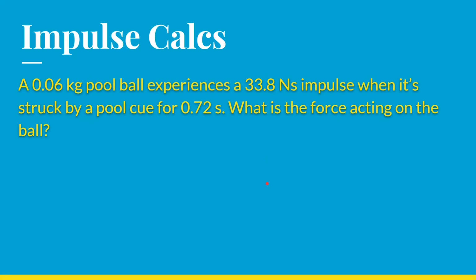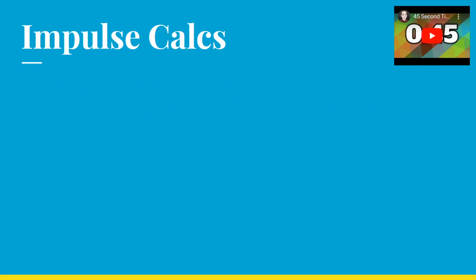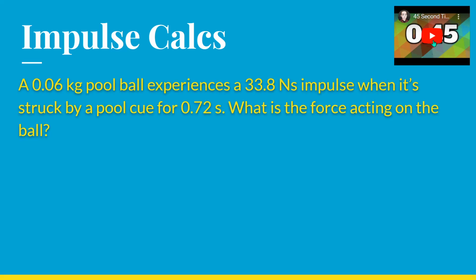All right, let's try this one. A 0.06 kilogram pool ball experiences a 33.8 Newton second impulse when it's struck by a pool cue for 0.72 seconds. What is the force acting on the ball? Again, I'm going to give you a minute to see if you can figure this out. Try labeling the information you have and see if you can figure out how to solve for force with the information given to you in this question. You can turn and talk to your neighbor if you need to. I'm going to give you 26 seconds to try to figure it out.